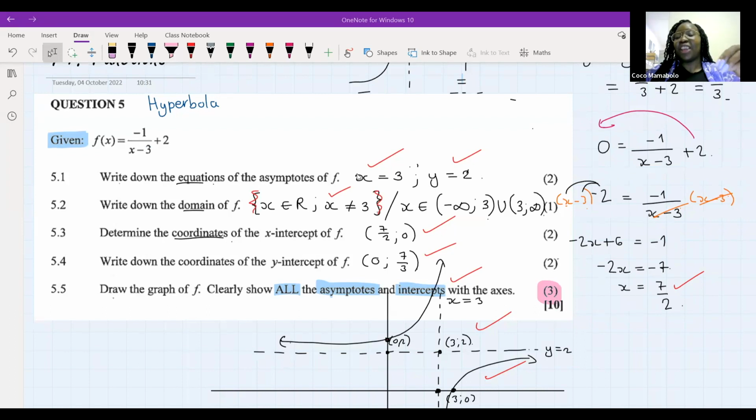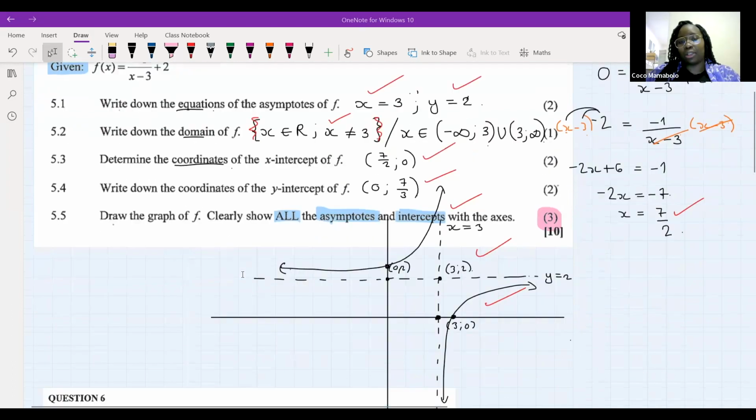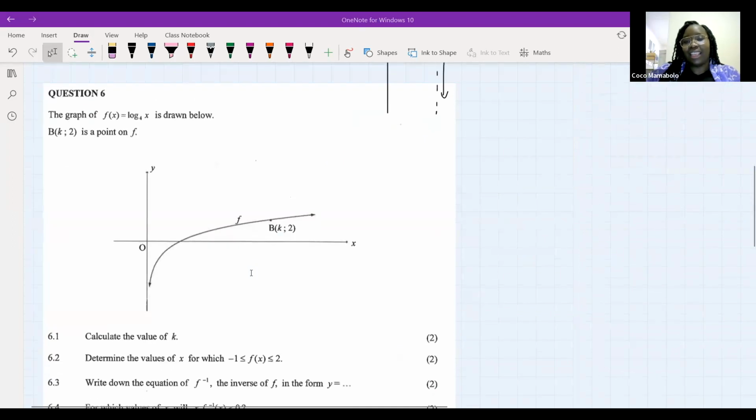Okay, excellent. Another question where we look at the domain and range as well, and we'll talk about it as we get to that part. All right, let's move to the next section. Yes, absolutely. Here is your next challenge. Nhlanhla, let's see if you guys can do question 6.